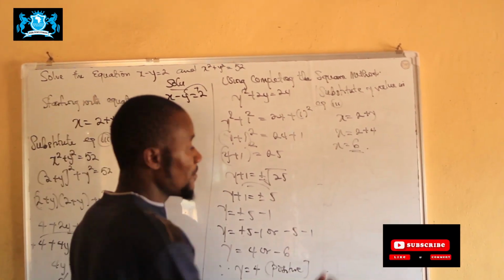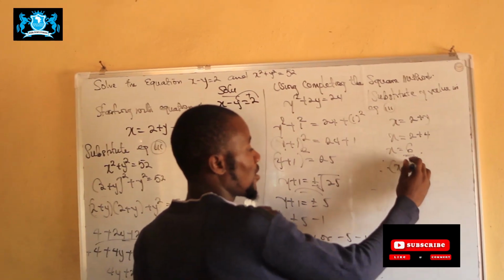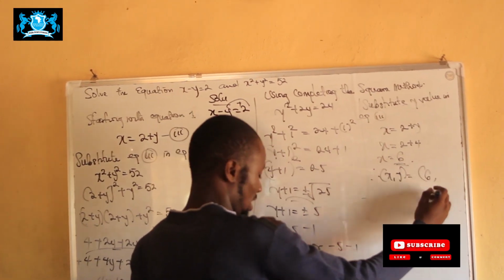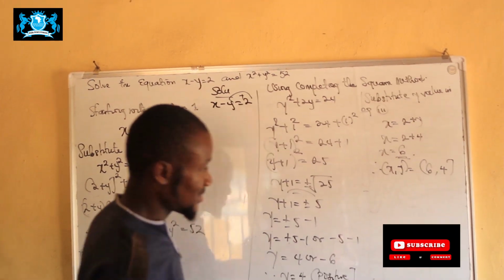So in coordinate form, x and y is equal to (6, 4), where your x is 6 and your y is 4. And that is the answer to this question.